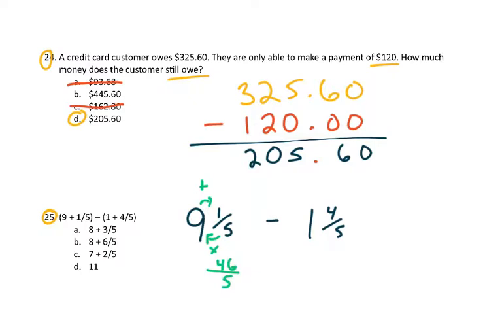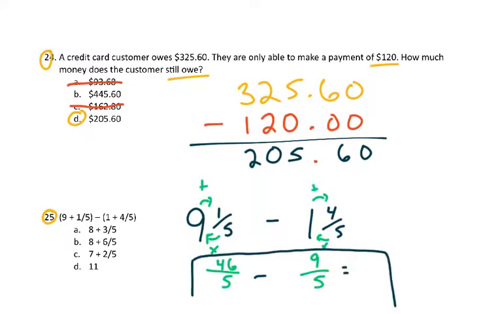Then we'll do the same thing for this other fraction. 5 times 1 is 5, plus the 4 is 9 on top, with the 5 staying on the bottom. They have the same denominator, so I can subtract these fractions. 46 minus 9 is 37, over 5. The 5 stays on the bottom. It's out of fifths. And I'm looking at my answer choices. Since 37 over 5 is not an answer choice, I see mixed numbers.